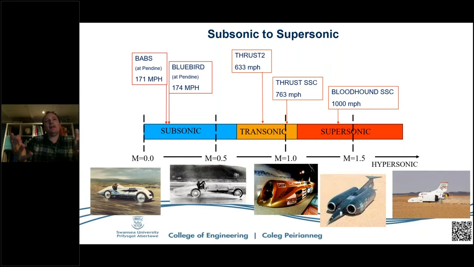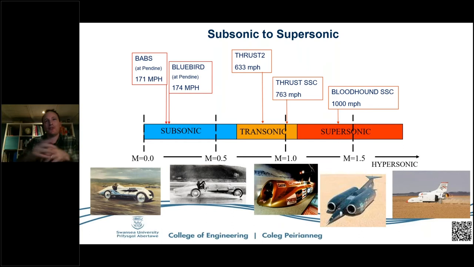And this plot here, which looks at the speed of a variety of land speed record cars throughout history, gives you a feel for how ambitious this objective is. And these are some of my favorite cars, incidentally. Going back to the 1920s, Babs and Bluebird were traveling at speeds just shy of 200 miles per hour. And one of the reasons I love these as a proud Welshman is that these records were broken almost at my local beach, just a few miles down the coast from where I live, at Pendine Sands.